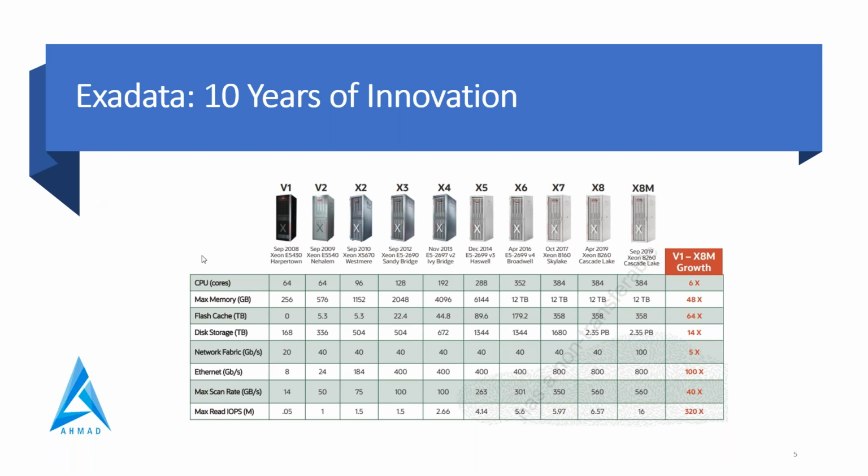So in terms of CPU, it started from 64, now it has 384. And maximum memory started from 256 GB, now it has 12 TB. And flash cache started from 0, now it has 358 TB. And disk storage started from 168 TB, now it has 2.35 petabytes. That is huge. And network fabric gigabits per second started from 20, now it has 100. Too much speed. And Ethernet gigabits per second started from 8, now it has 800. So that is 100 times more than what it started with.